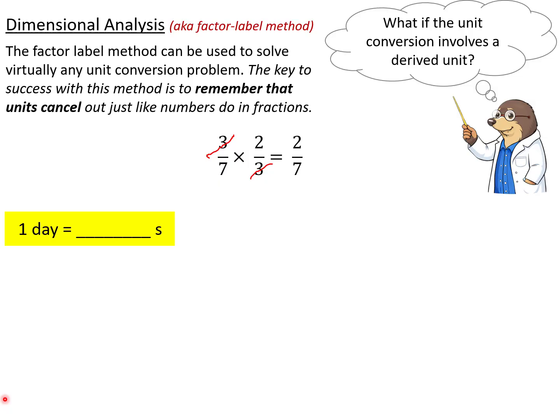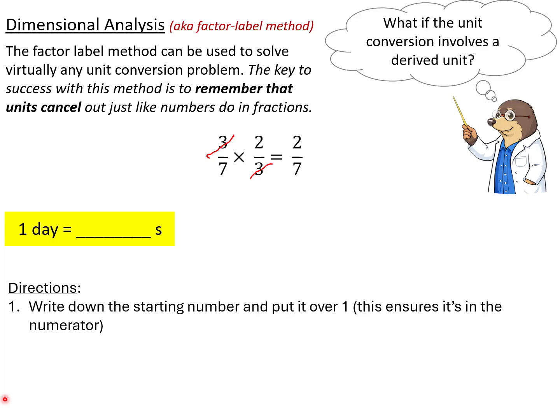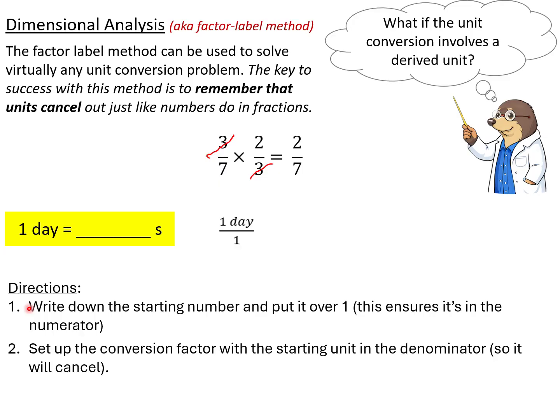So the steps to using dimensional analysis to solve this kind of conversion problem is to write down your starting number and put it over 1. We're going to have a bunch of fraction kind of notation, so you want to make sure that everything that's supposed to be in the numerator stays in the numerator. So we're starting out with 1 day, so we're going to write 1 day over 1. The next step is you're just going to multiply by conversion factors, where the unit that is up here in the numerator is going to end up down in the denominator with the next conversion factor, so we can cancel it out.